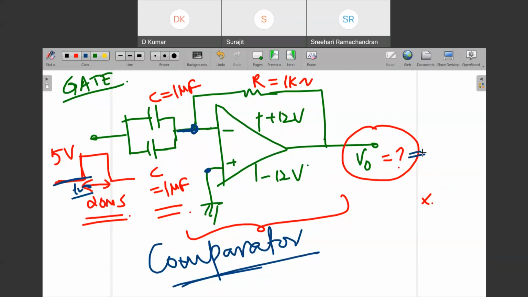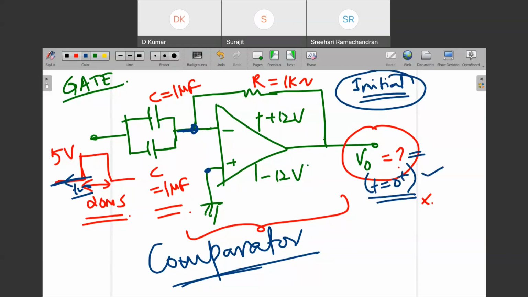Why did the capacitor get short circuited, sir? See, initially the capacitor is having 0 voltage, right? Before the switch, it is short circuited. And after the switch, the capacitor will continue to behave like a short circuit. Initially, you have to consider that. I think the question may have asked to find the voltage at t equal to 0 plus. Yes, at t equal to 0 plus. Very good.